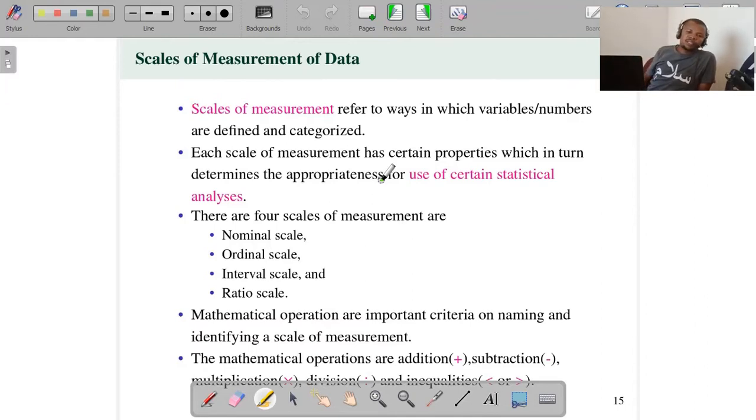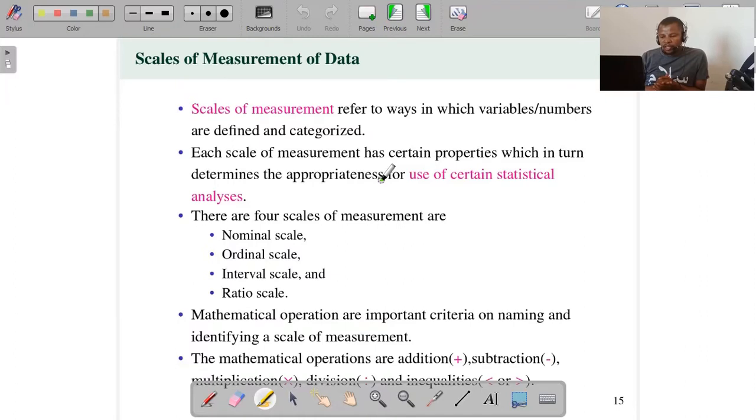These scales of measurement are famously categorized into 4. Although you may say 5 if you include binary, binary is part of the nominal. So if you say 4, it means binary is inclusive with nominal. These 4 are the nominal scale, the ordinal scale, the interval scale, as well as the ratio scale.